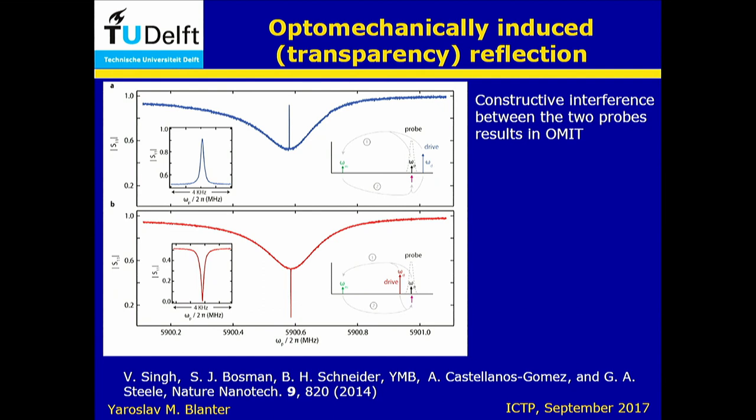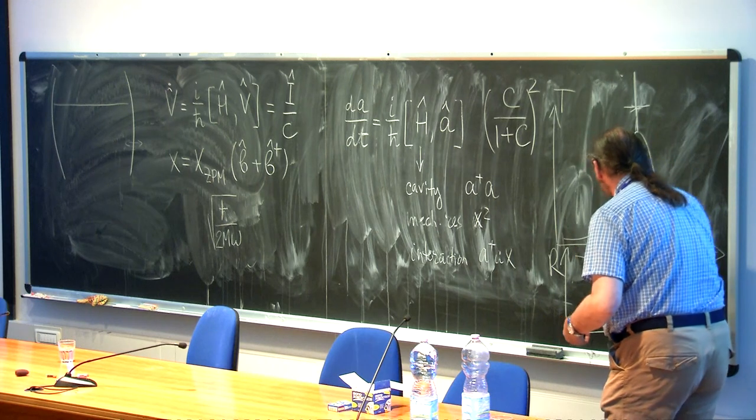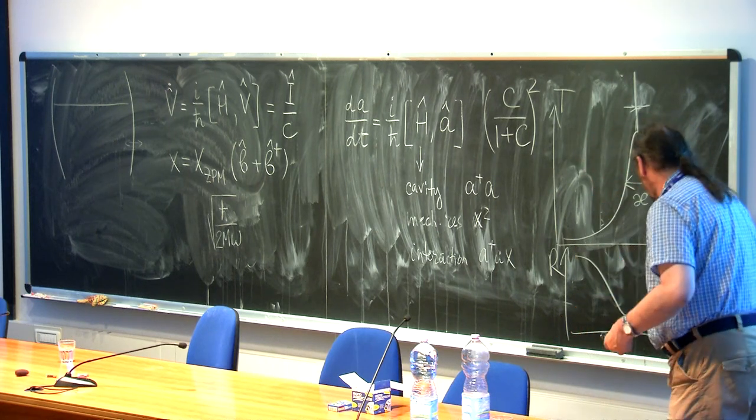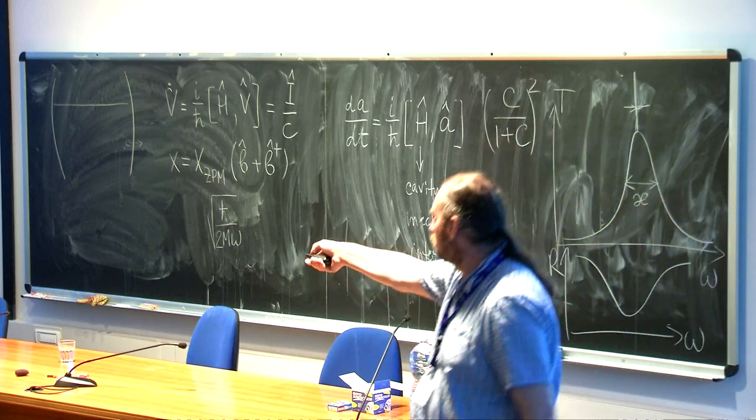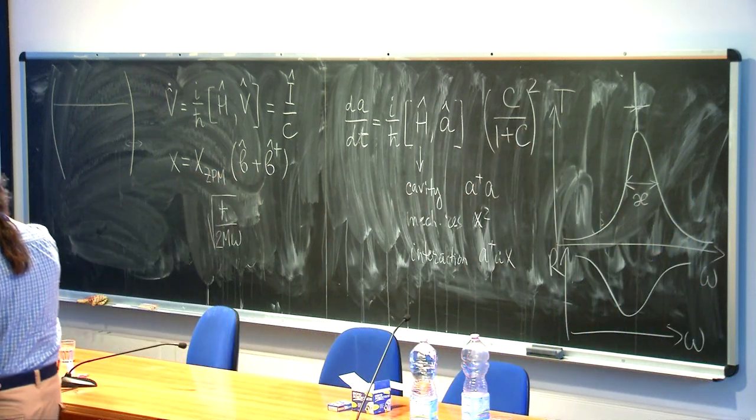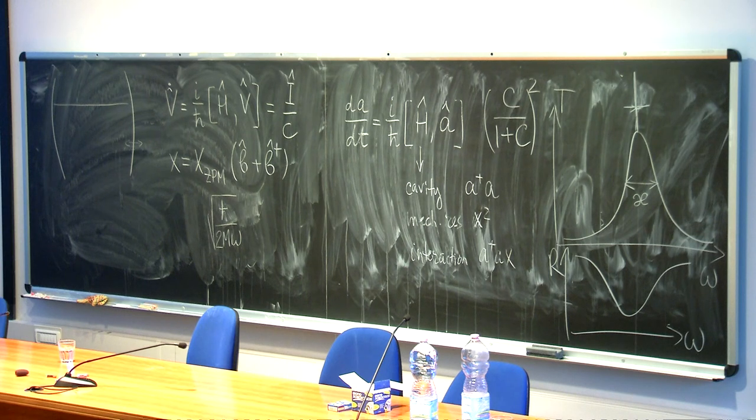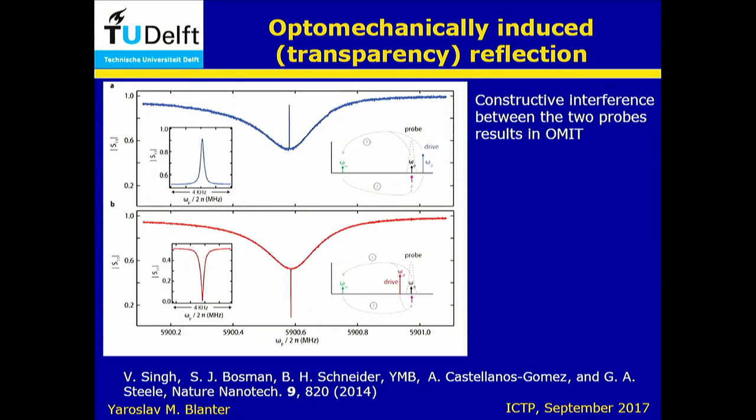For reflection, you actually expect a dip at the cavity resonance. And that's what they see. You should look at the lower curve, and then the dip becomes even deeper because of the optomechanically induced reflection in this kind, and it can ideally go down to zero. Here it doesn't, but that depends on how you couple, what the losses in your cavity are, and so on.